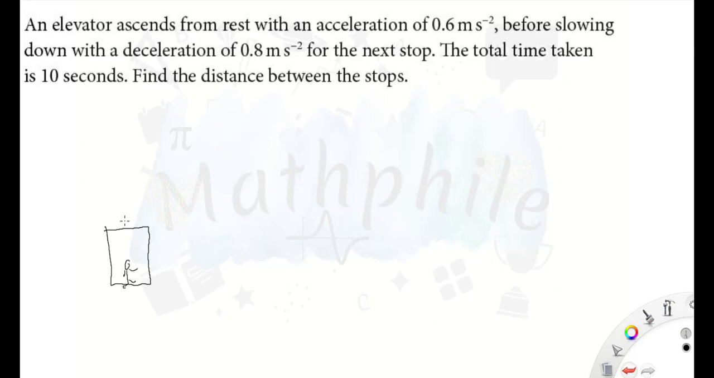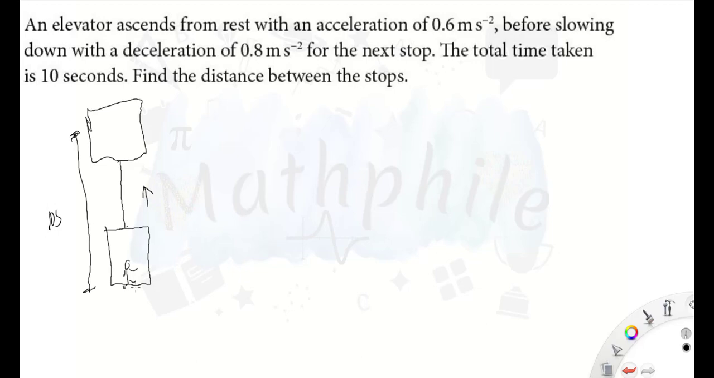So let's say an elevator. It doesn't really matter who is inside the elevator. It's not necessary because we're not dealing with mass over here. Now let's say it's going up. From this point to this point, it took 10 seconds. At stage one, it was increasing the speed. At stage two, it was reducing the speed.